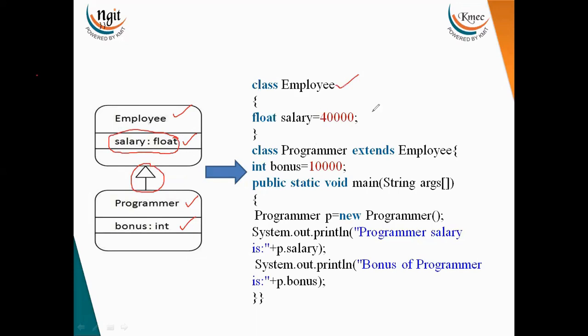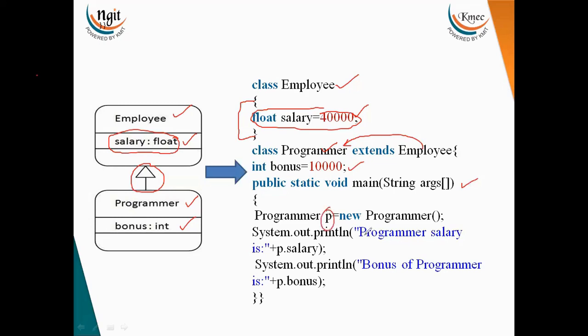So here I'm creating a class Employee. Employee has a salary of 40,000. This is the class I am closing here. Now I am taking the Programmer class, which is extending the Employee class. All the Employee features are available to Programmer. The Programmer has a bonus of 10,000. Now I am taking the main method.